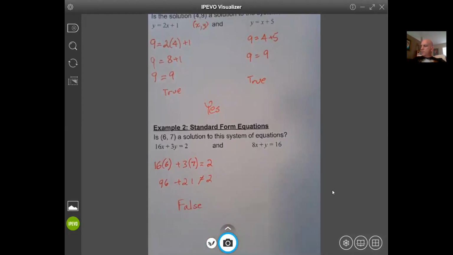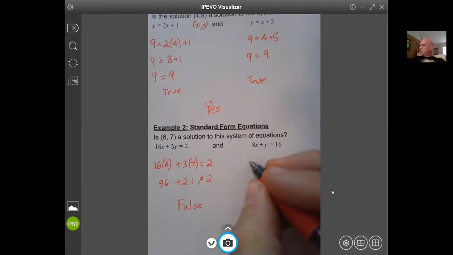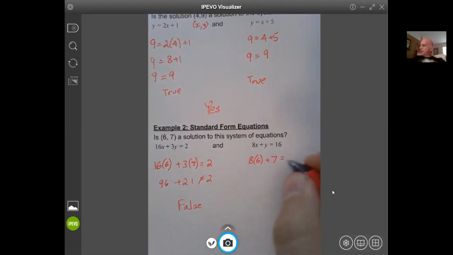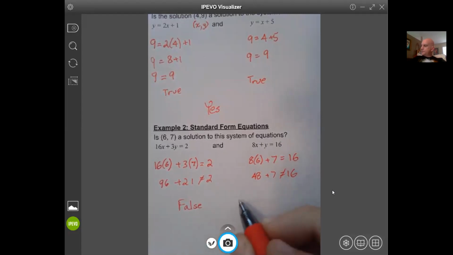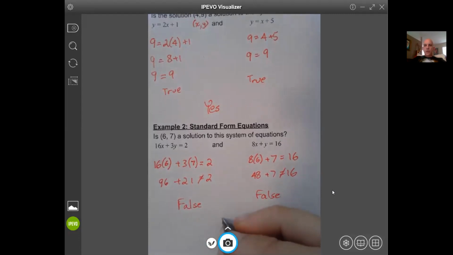It won't matter what happens in this one, but if you had done this one first because you thought, oh, this is an easier problem to do the multiplication, you could have done this one as well. Replace x with 6 and y with 7. And once again, 8 times 6 is 48, plus 7 is not going to equal 16. So that one would have been false as well. They're both false. It wouldn't have mattered if one had been true. So the answer to this is no. This is not a solution to that system of equations. And again, there's only one point that would have made that true, possibly.